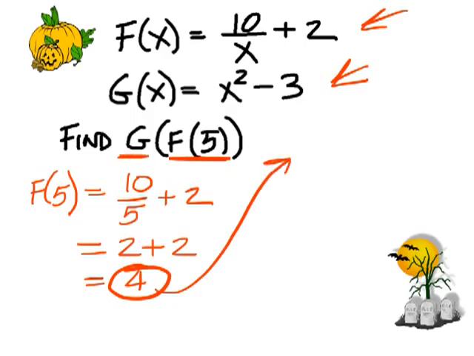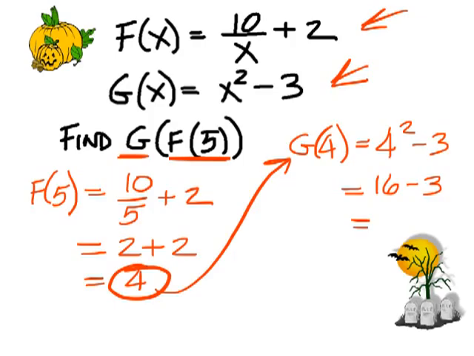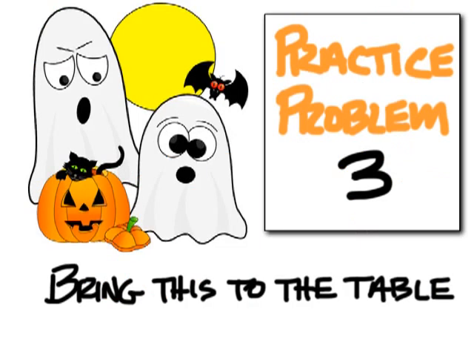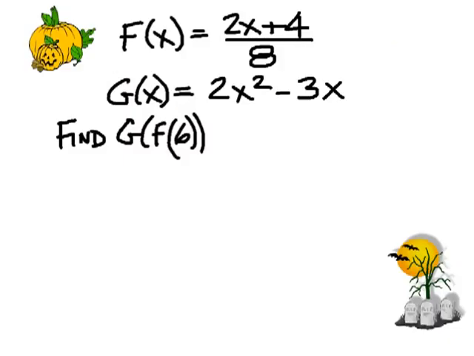So 4 now goes to the g function. G of 4 equals 4 squared minus 3. So 16 minus 3 is 13. That is the final answer. Practice number 3.